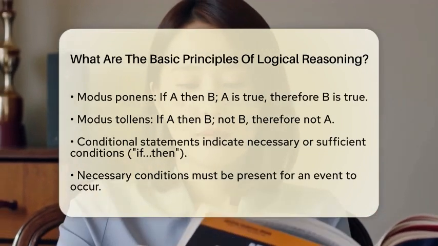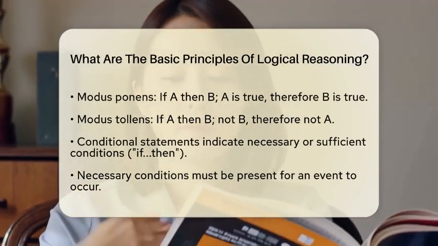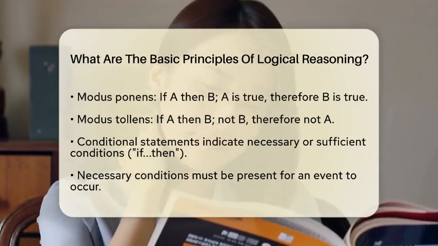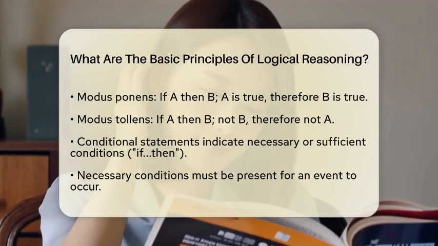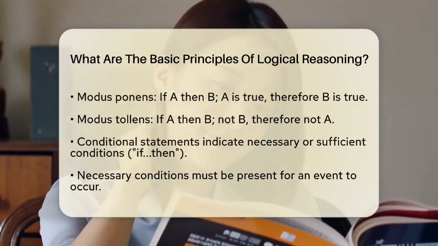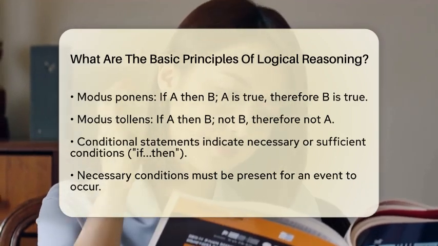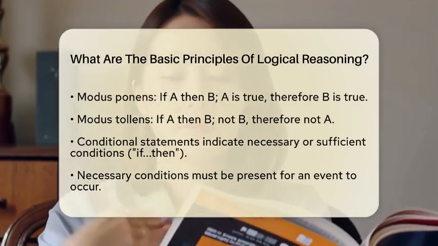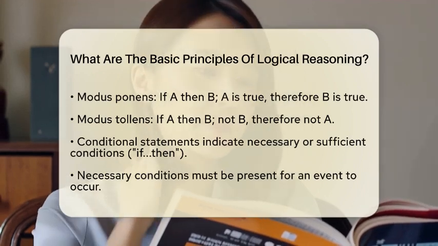Now let's discuss rules of inference. These are principles that guide how conclusions are drawn from premises. For example, there are common rules like modus ponens, which states that if A then B, A is true, therefore B is true. Another is modus tollens, which states if A then B, not B, therefore not A. Understanding these rules is essential for constructing and evaluating arguments.